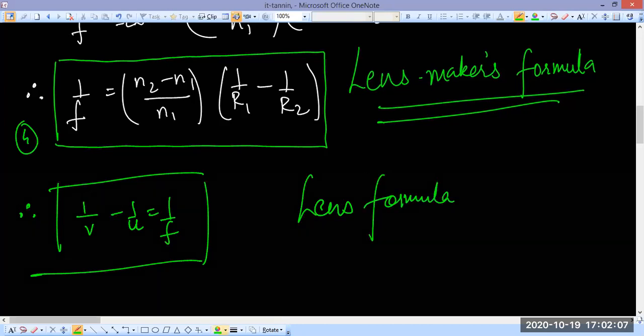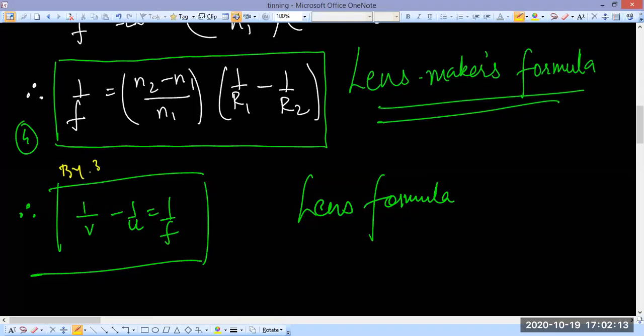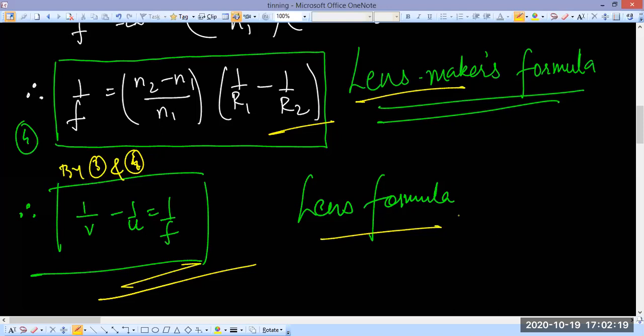Okay, so they are different, please mind well. These two are different. This has come from 3 and 4 together. This is called the lens maker's formula and this is called the lens formula. So they are different.